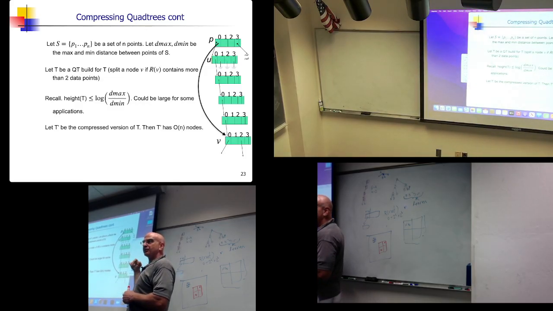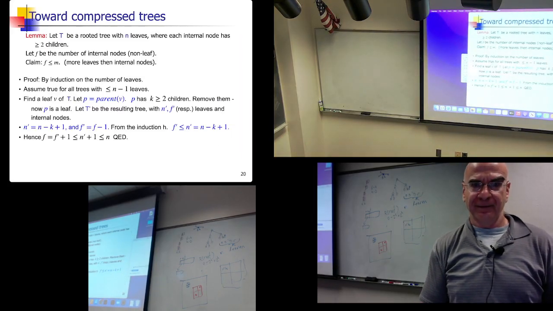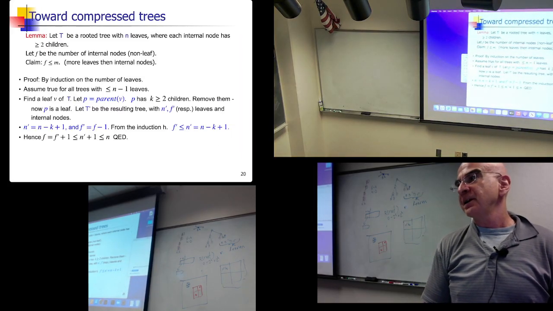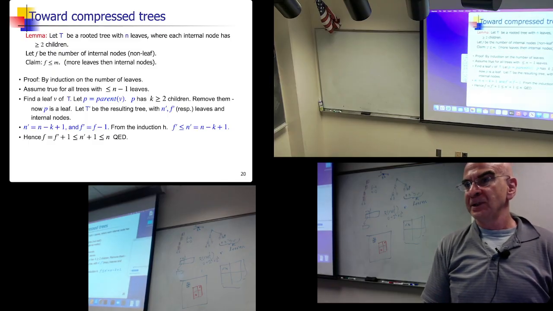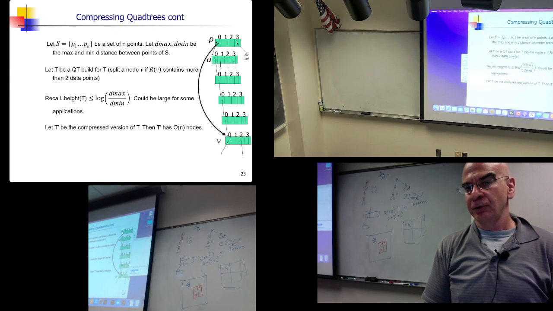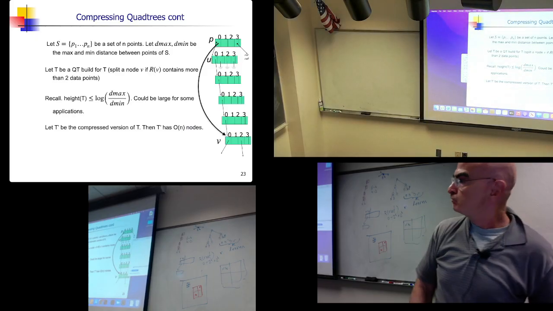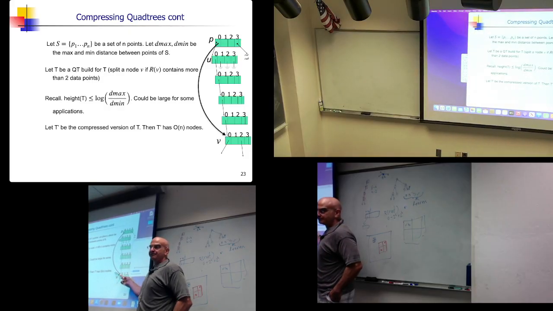What did we say about general trees? Let's go back to slides. If I have a tree with the property that every node has at least two children, then the number of internal nodes is bounded by the number of leaves. Back to my compressed quadtree. In my compressed quadtree, the number of leaves is n.